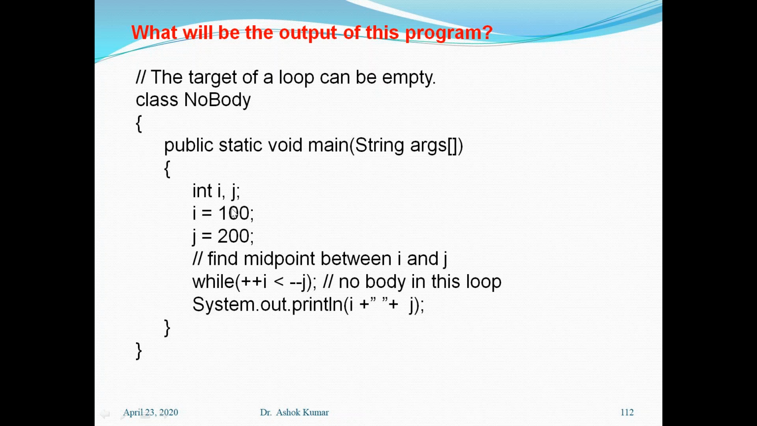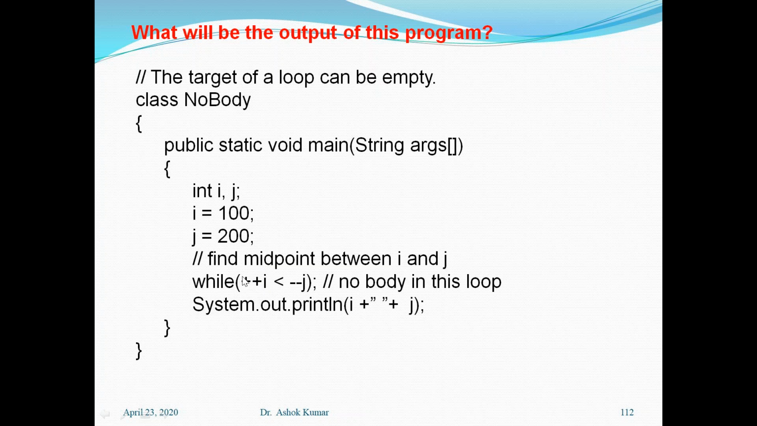So we have used two variables in this program. i is initialized to 100 and j is initialized to 200. So this loop will keep on repeating. What will it repeat? See, i is initially 100.